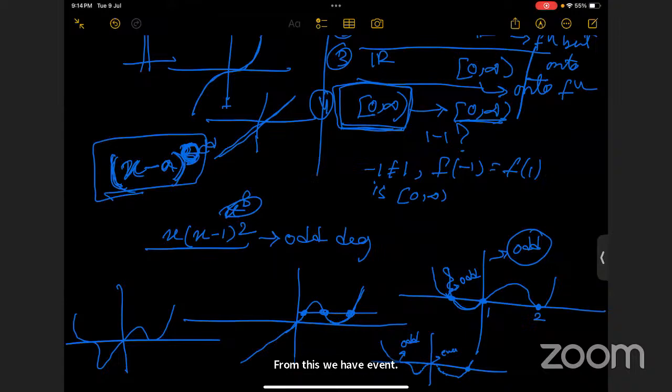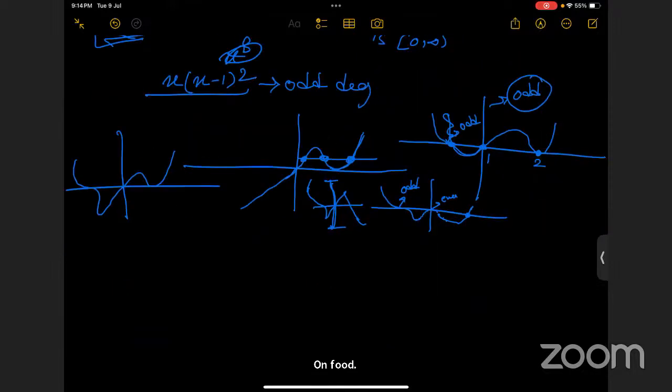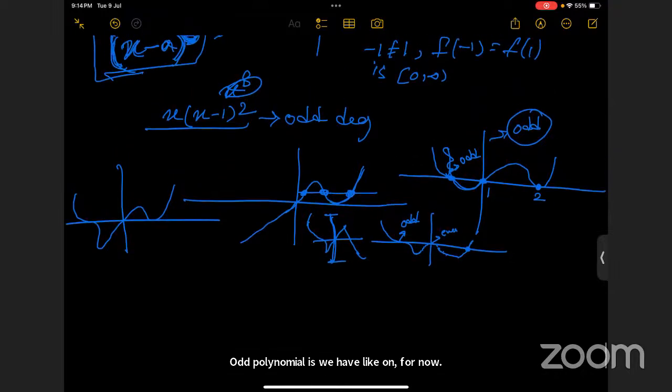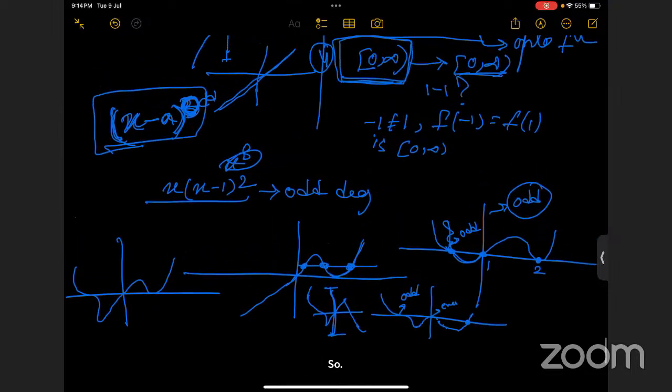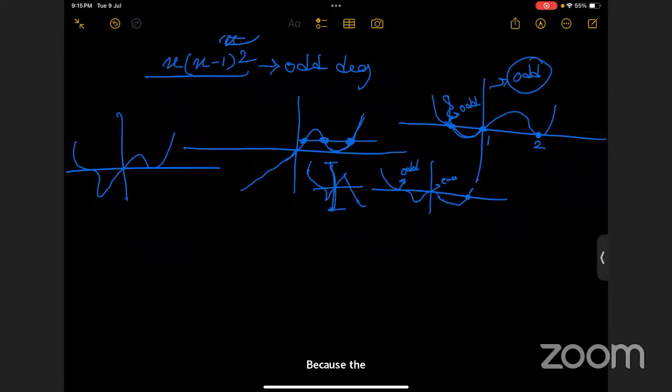You can simply take some function better. Then it is odd. In this case also it is onto. The maximum odd polynomial behaves like onto. From the graph we can analyze, because the end behavior is opposite, the behavior at the two ends will be different.